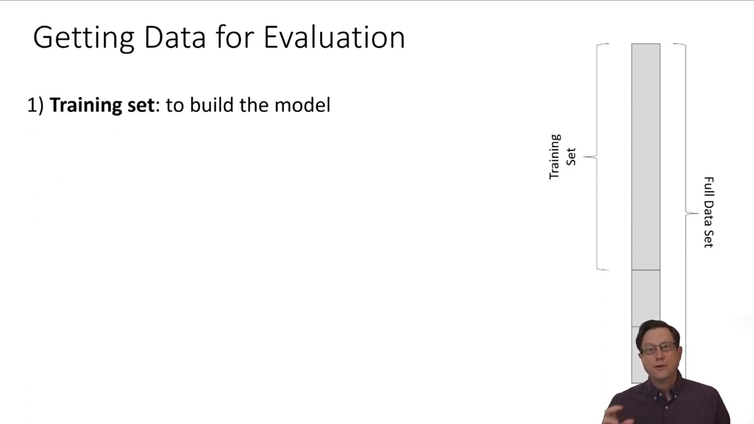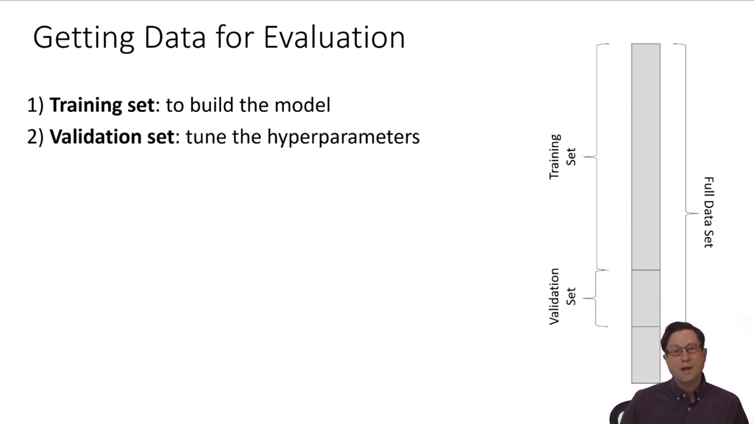So the first set that you're going to break out of your full data set is called the training set. And this is the core data that you're going to use to learn the parameters of the model. That is, if you have a decision tree, you're going to use this to learn what splits are in the decision tree. If you're doing logistic regression, like we talked about before, you're going to use this data to figure out what weights you should associate with each feature, et cetera. This is the core data that you're using to produce the model.